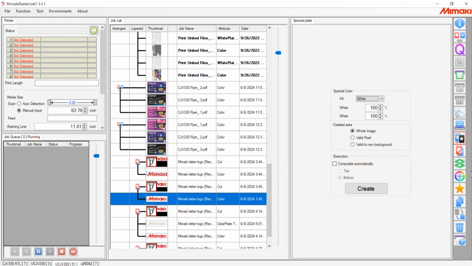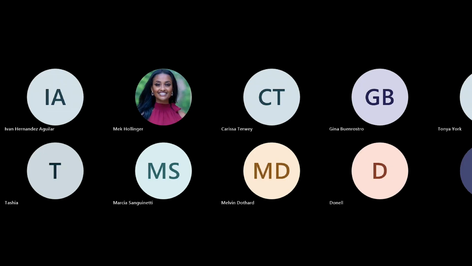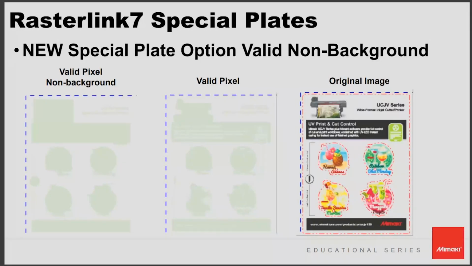There are three options that you have available for printing special plates. You have whole image, and I believe I might have a slide that better dictates this. I want to see real quick. I'm going to change screens just so you can see it, and then we'll go back. It didn't change. Hold on. I think it changed now. Yes. Okay.